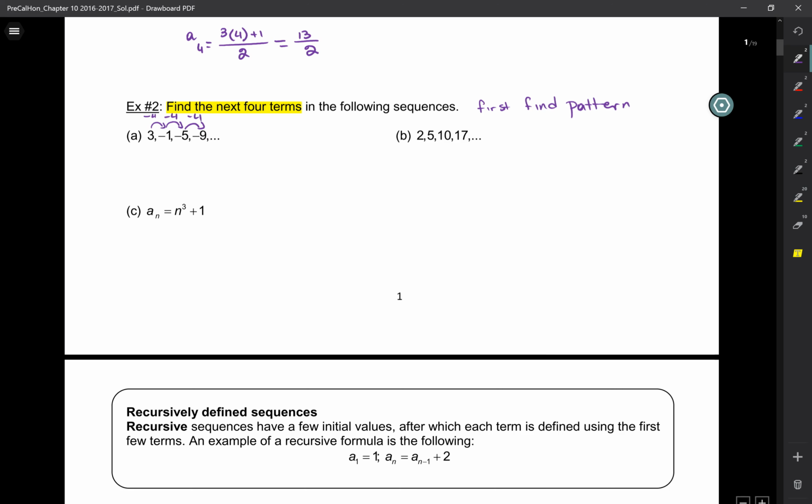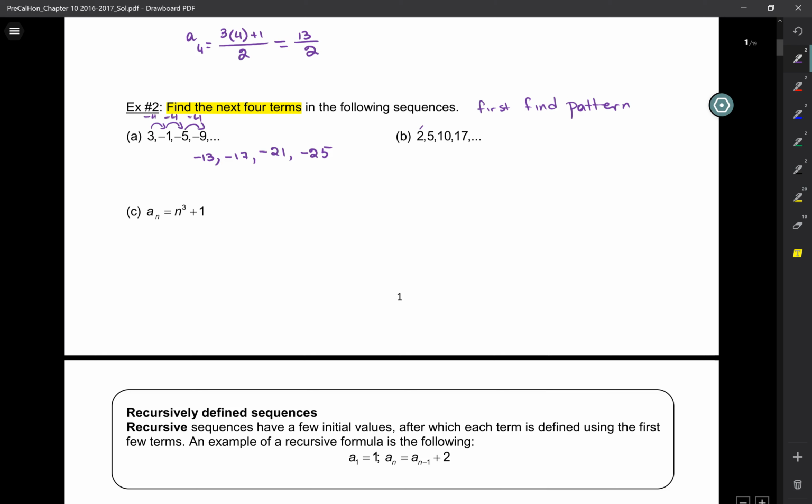Yeah. So it looks like it's safe to say that the next terms are just going to be subtracted by 4. So the next 4 terms will be -13, -17, -21, -25. Okay?